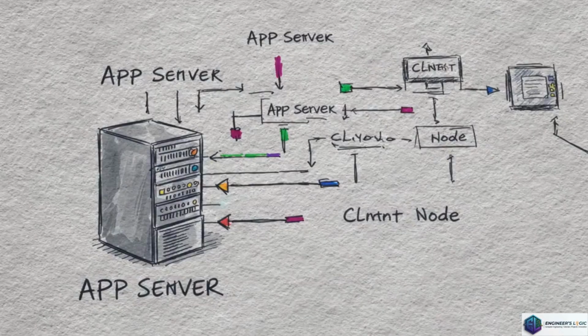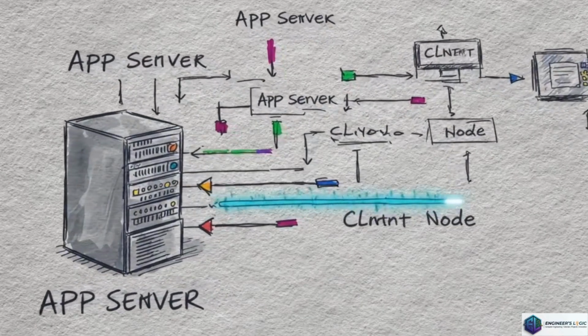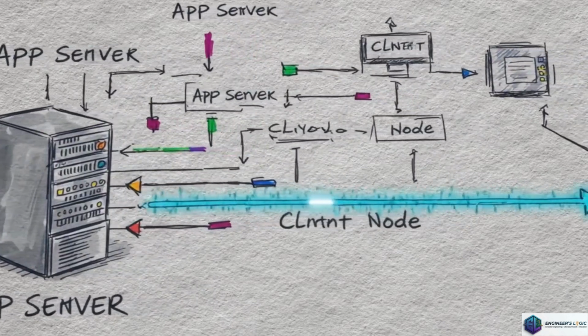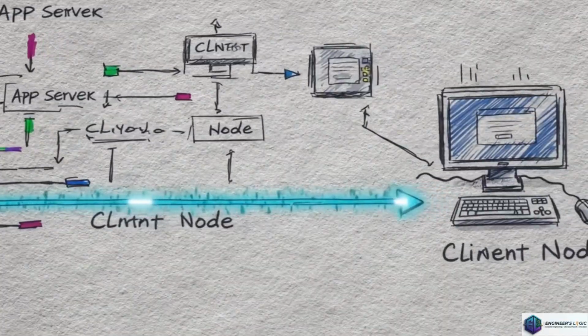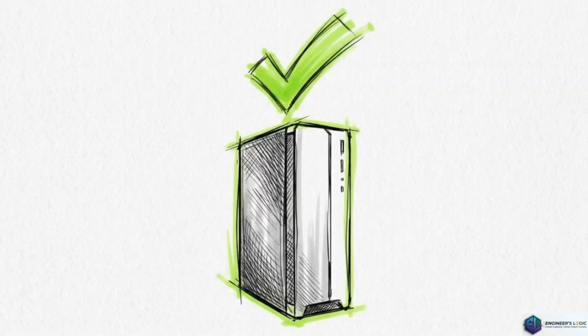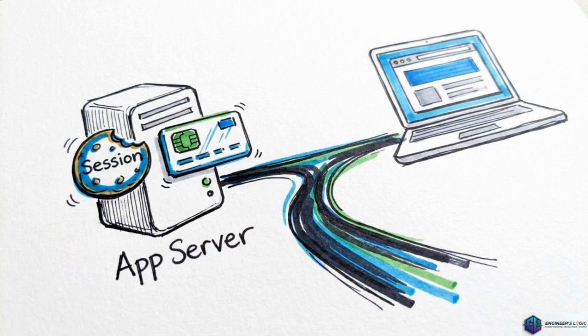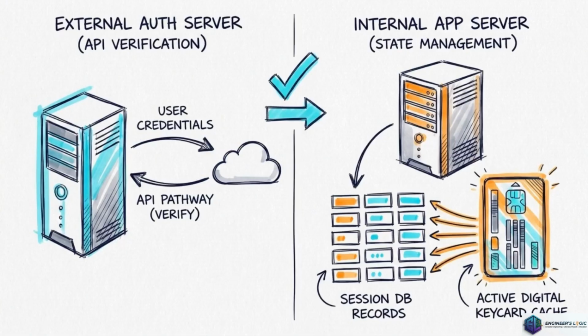This demonstrates the boundary of the protocol. OAuth manages the verification of the identity, but it does not manage the ongoing state of your specific application. Once your server confirms the user's identity via OAuth, it must still issue its own session cookie, or JWT, to keep that user logged in. OAuth provides the external identity verification, while sessions and JWTs provide the internal state management.